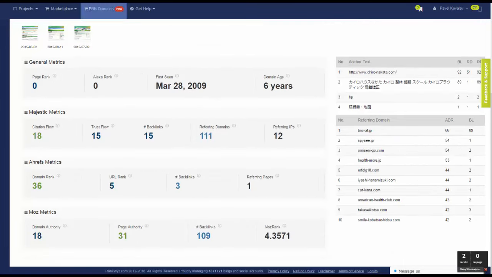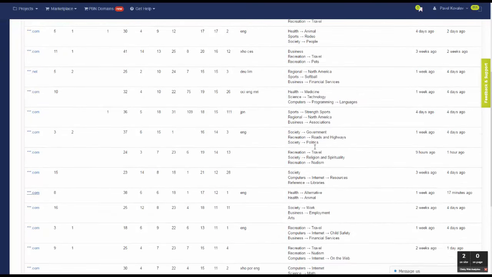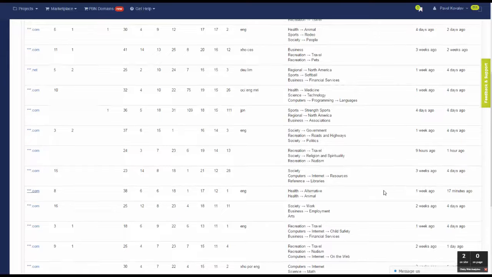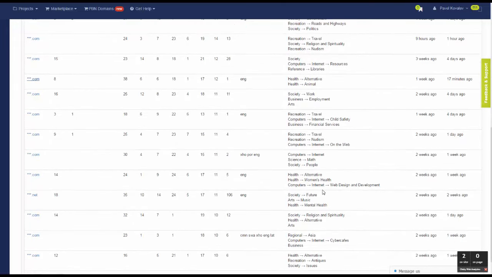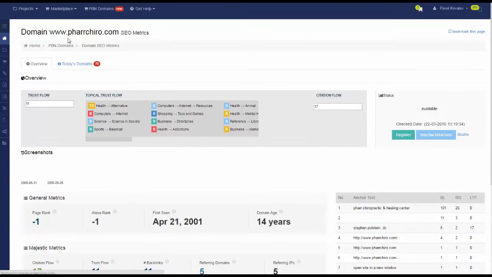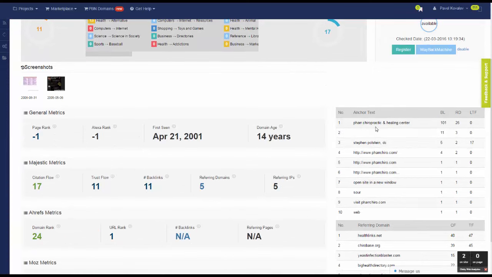So you can see that once I search with the anchor profile, I narrow much more into what I want to research, with the combination of everything I have in the list. Here it is, a 14-year-old domain, 24, 9, 11, health alternative. Chiropractic healing center. This used to be a chiropractor and healing center.